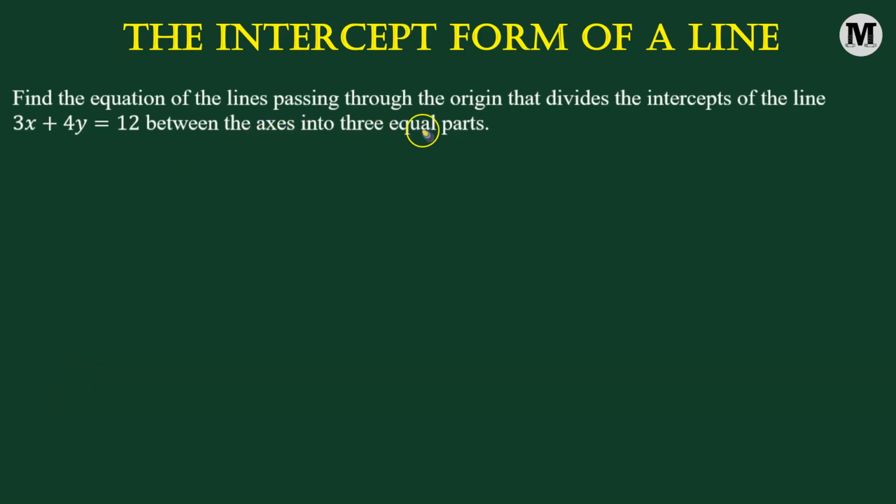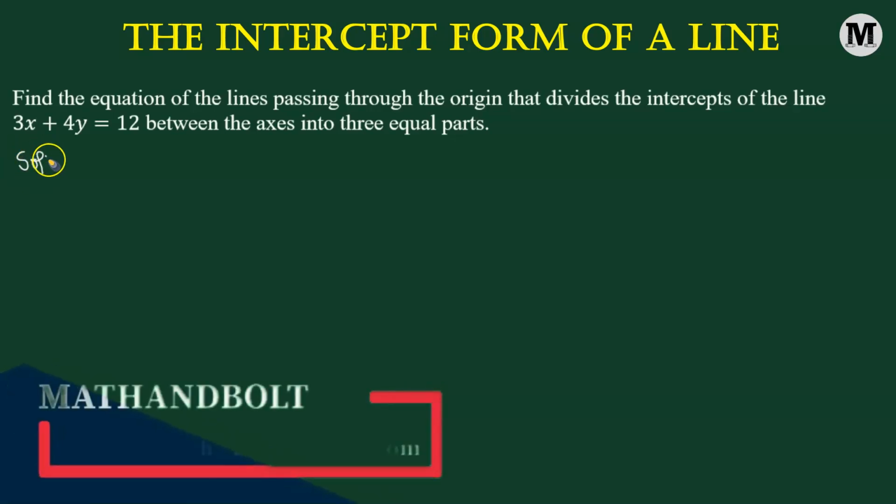Find the equation of the lines passing through the origin that divides the intercept of the line 3x plus 4y equals to 12 between the axes into 3 equal parts. Okay, let us begin. Let's try to understand the problem graphically first.